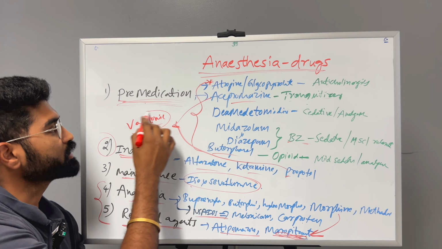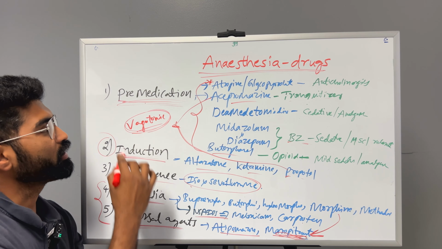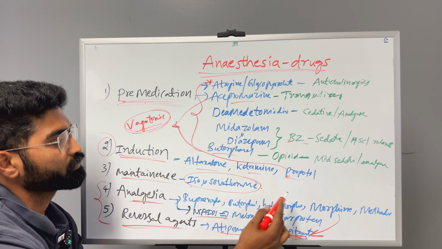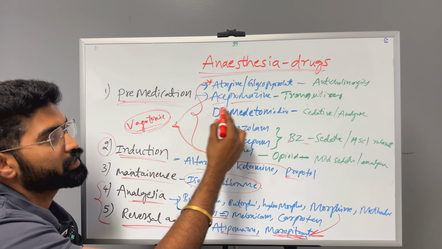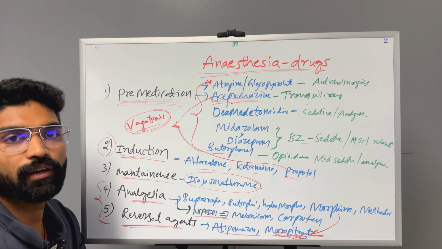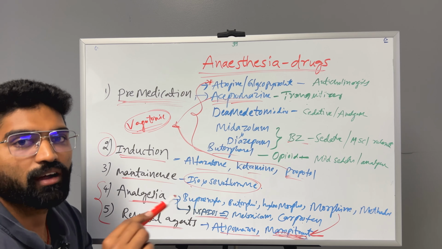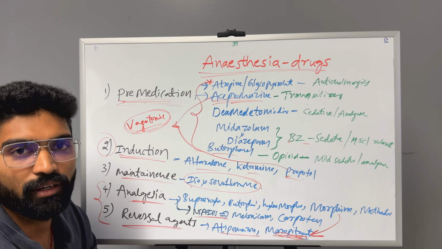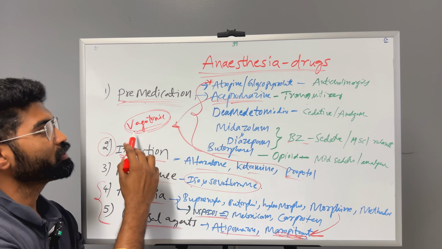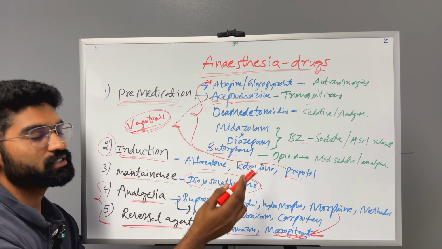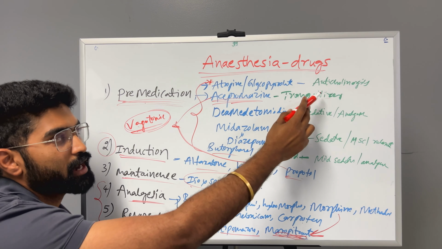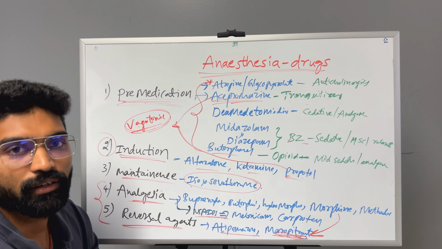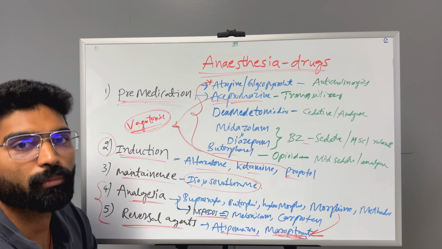Certain drugs which are said to be vagotonic, like propofol, acepromazine and opioids, reduce the heart rate and cause bradycardia, and sometimes hypotension. So these drugs are said to be vagotonic. Whenever we are using these drugs, we definitely use the anticholinergics so that the heart rate and the blood pressure will be maintained normally.